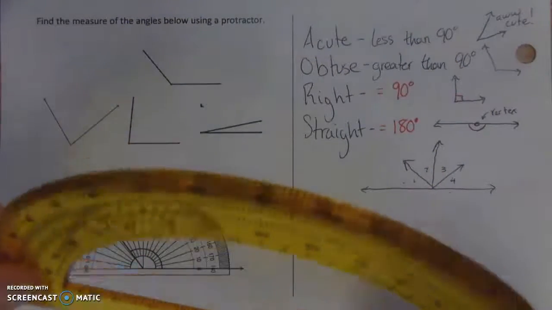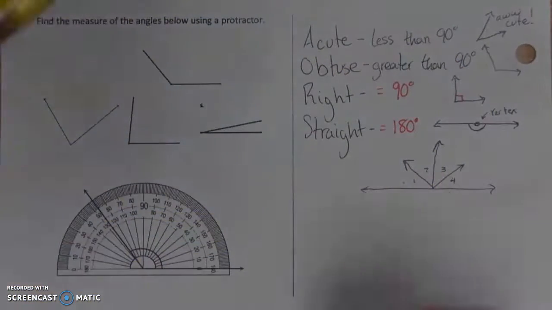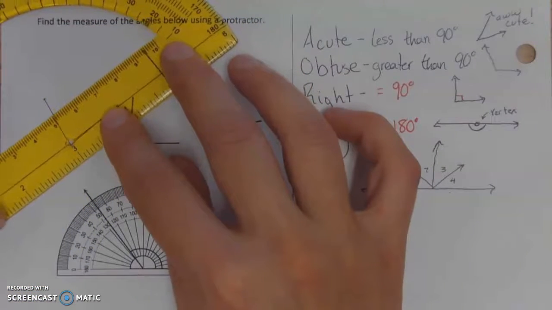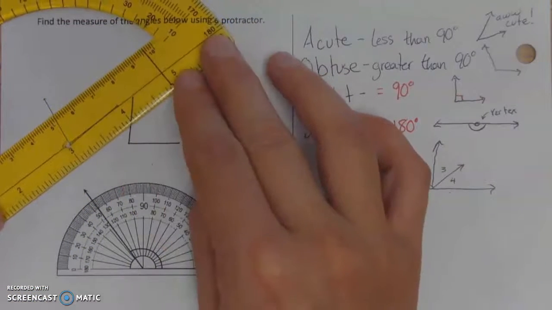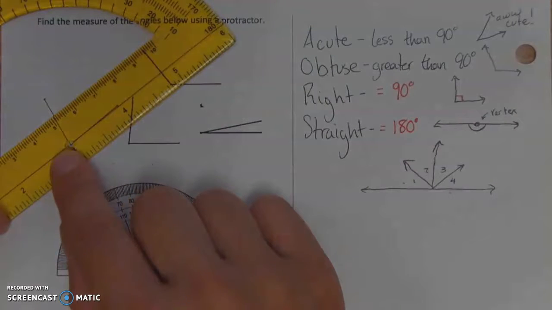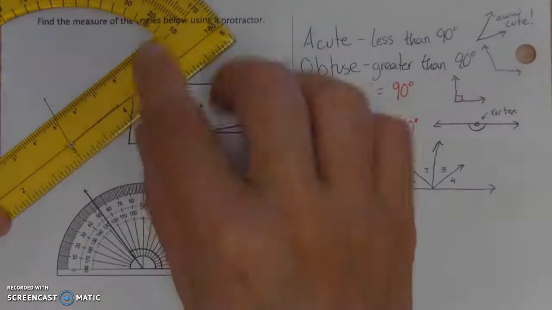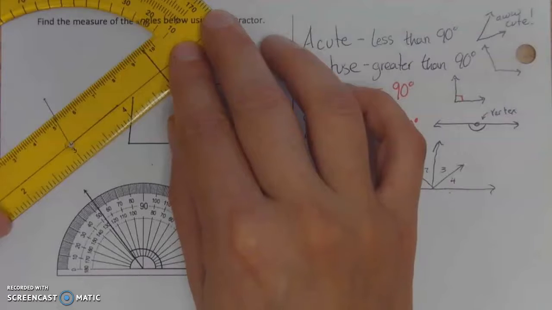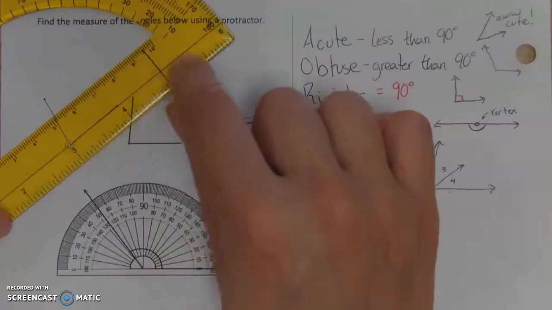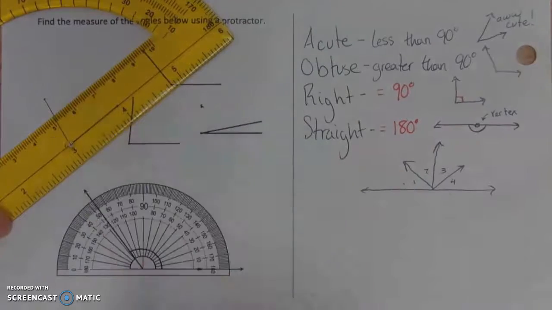When you are trying to measure an angle, you have to be careful that you line up your vertex with the center. So if I'm measuring this one here, I want to make sure that my vertex is on the center there. Second, I want to make sure that my zero line lines up with one of the sides of my protractor. So you can see that here, this line, my zero line, lines up with one of the sides.